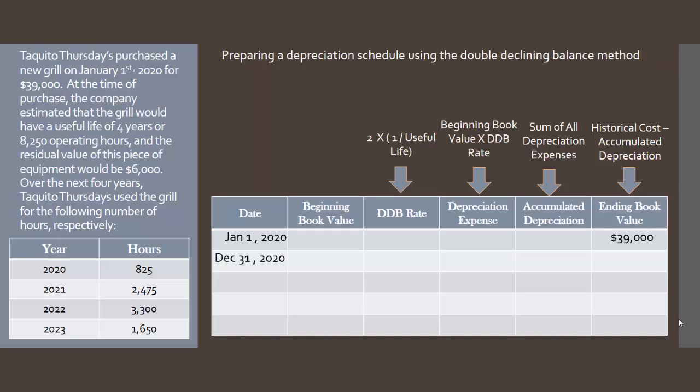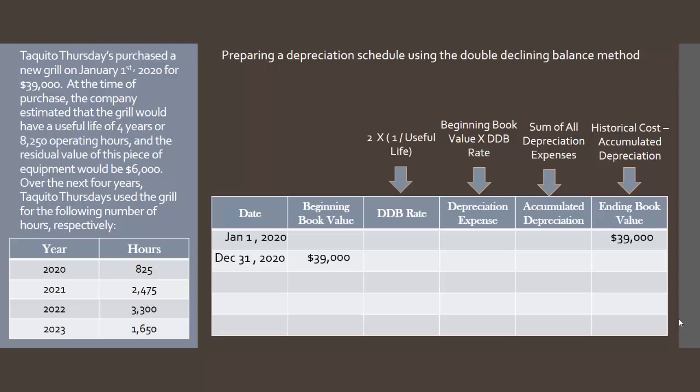At the end of the year, we're going to depreciate this grill using the double declining method. What we're going to start with is bringing down our last known book value. We paid $39,000 for this. We haven't depreciated it yet, so our book value is going to be $39,000 at the time that we depreciate this. And we're going to multiply that number by our DDB rate, which is our double declining balance rate. Double declining balance is a form of accelerated depreciation where you just double the straight line rate.